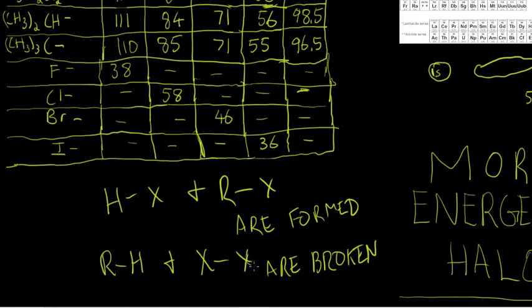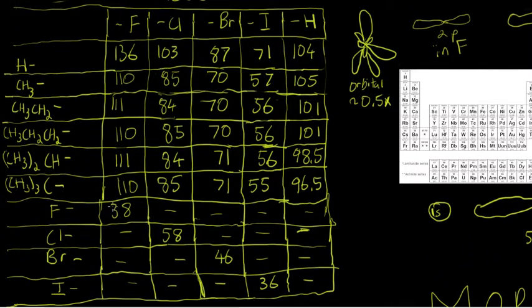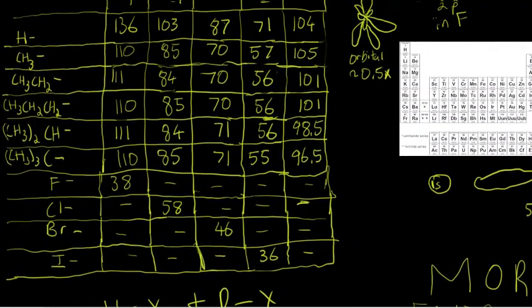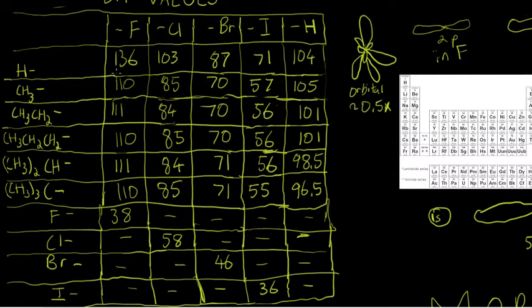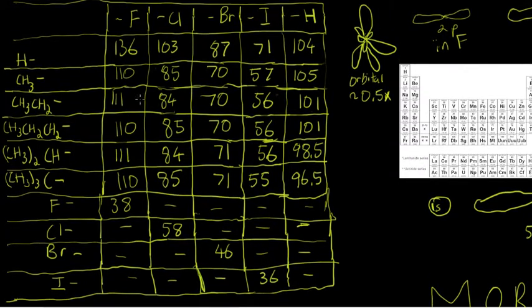And we saw this XX bond, there's not really much of a trend here. Fluorine to fluorine's 38, chlorine to chlorine's 58, bromine to bromine's 46, iodine to iodine's 36. So there doesn't seem to be much of a systematic increase or decrease going down the periodic table. But in the bonds that are formed, the HX bond is going to be strongest with fluorine, weakest with iodine. Similarly, the RX bond is also going to be strongest with fluorine. Fluorine's the first column here, and weakest with iodine.